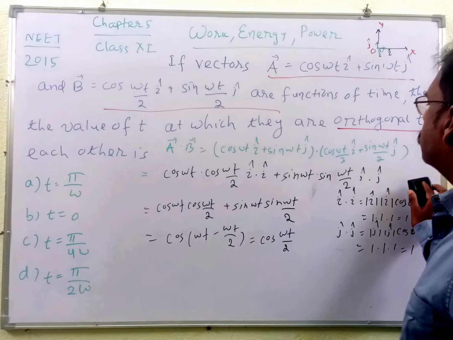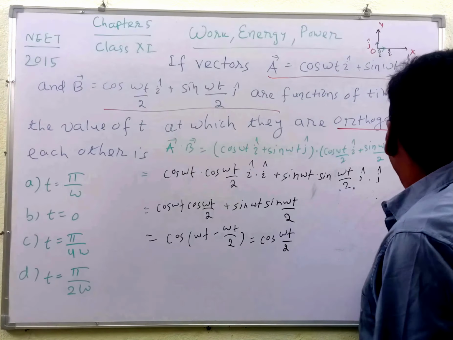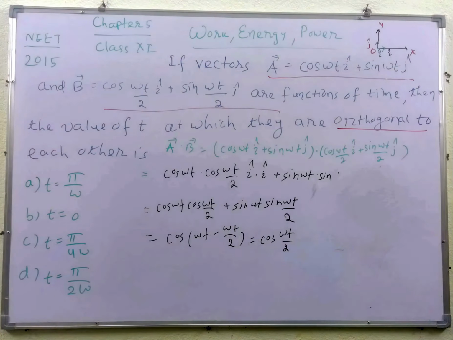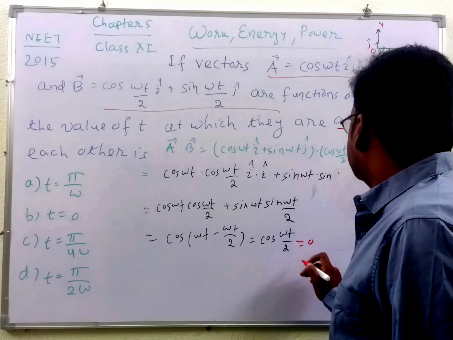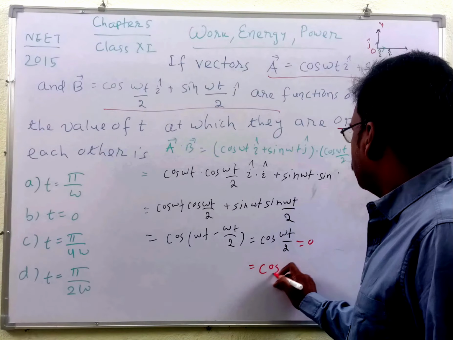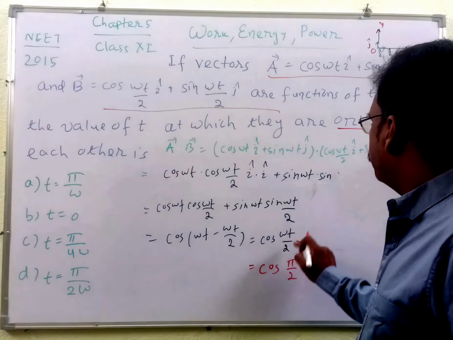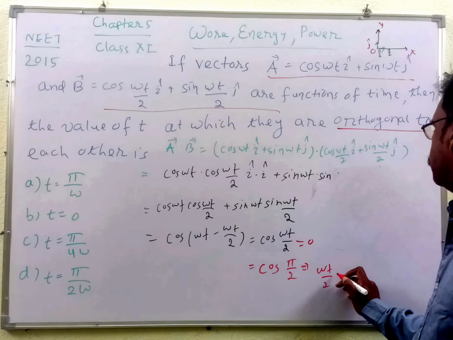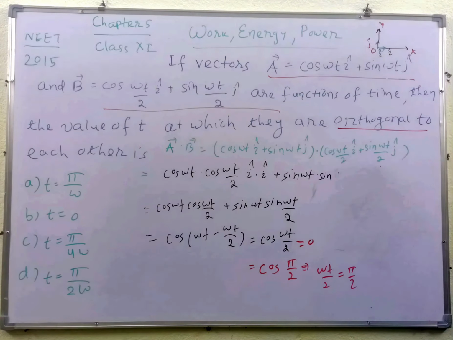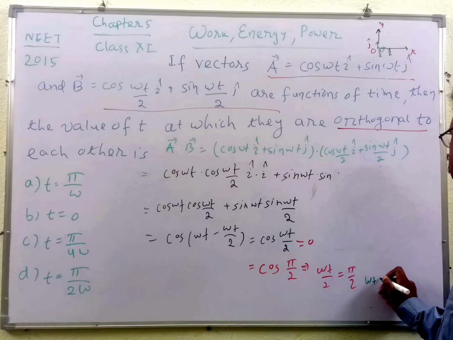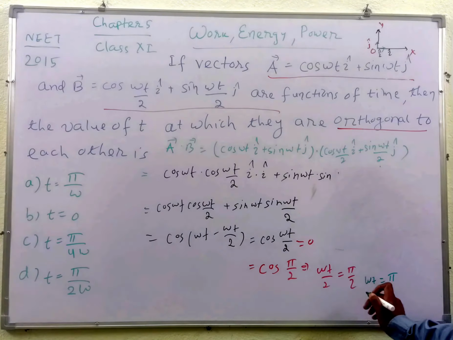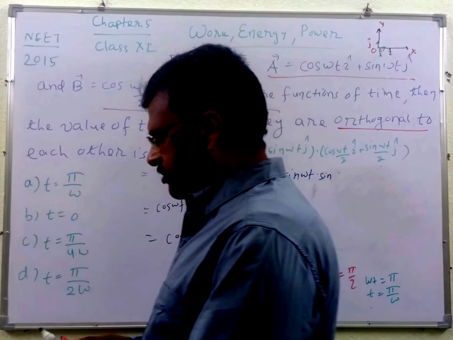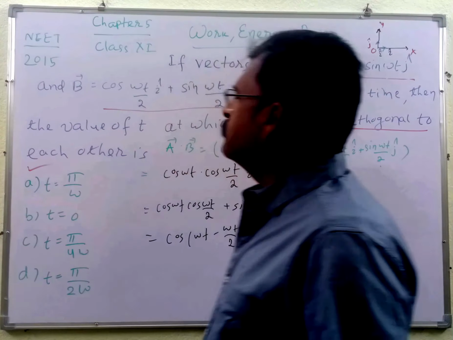And this dot product is equal to how much, student? Because A and B are orthogonal to each other, that's why this is 0. We have already discussed this is 0, and that means that cos omega t by 2 is equal to cos pi by 2. So this implies omega t by 2 is equal to pi by 2, or omega t is equal to pi, or what is t? t will be equal to pi by omega. Where is it? Pi by omega is in option A. So option A is correct, students, for this question.